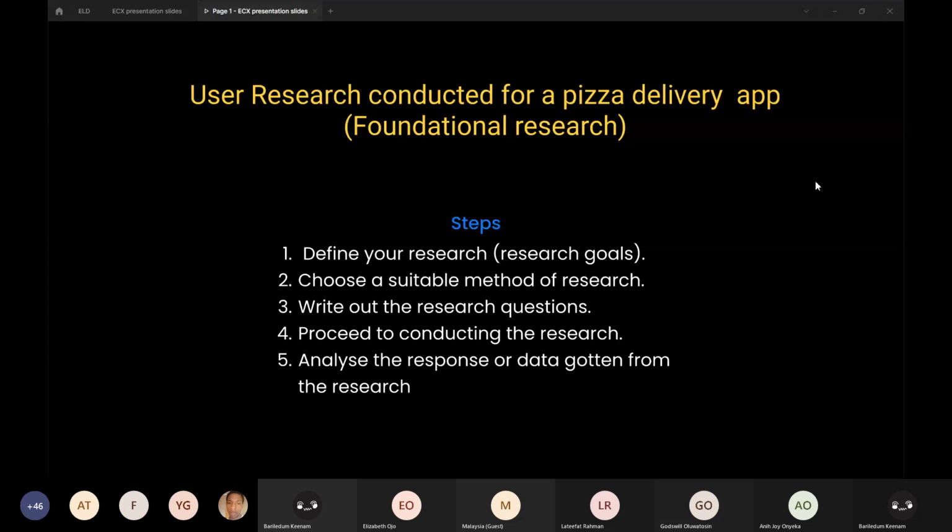Next is to write out the research questions. You can define your research goals and write out your research questions in a document. You document them because they are going to be useful. That's where you start your journey, product development. So you have to document each step and process. That can be a Word document, Notepad, anything whatsoever to document them. Then you proceed to conducting the research, you plan it, and analyze the responses gotten from the research.